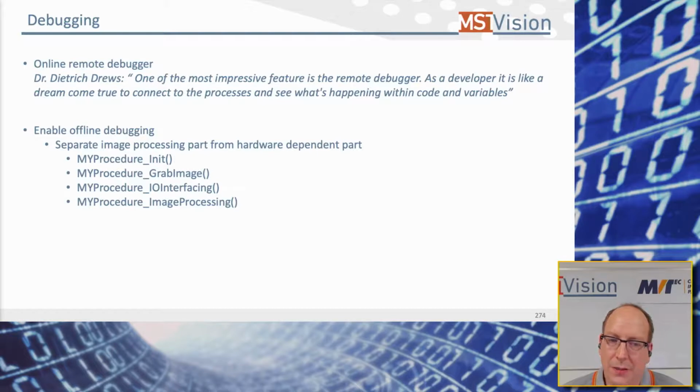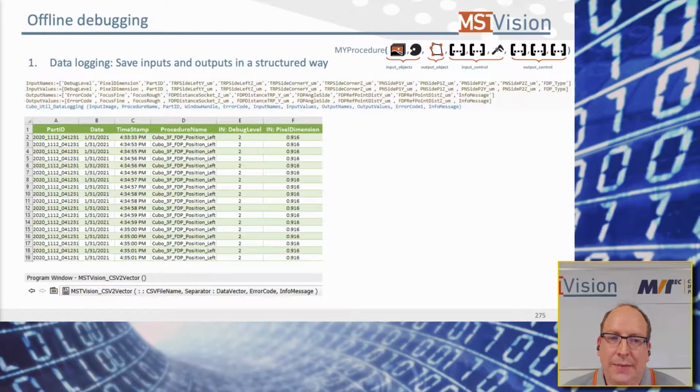So separate the image processing part from hardware-dependent parts. We have the MYP procedures, and we see that this also works with Halcon. How can we do this? You have the procedure, the control ins, control outs, and you need the inputs, and you can save the inputs and outputs in a structured way.